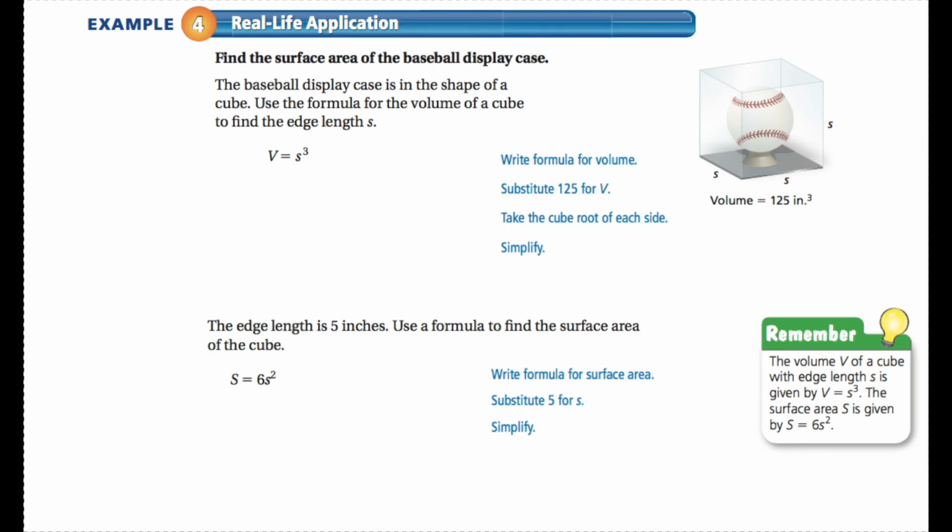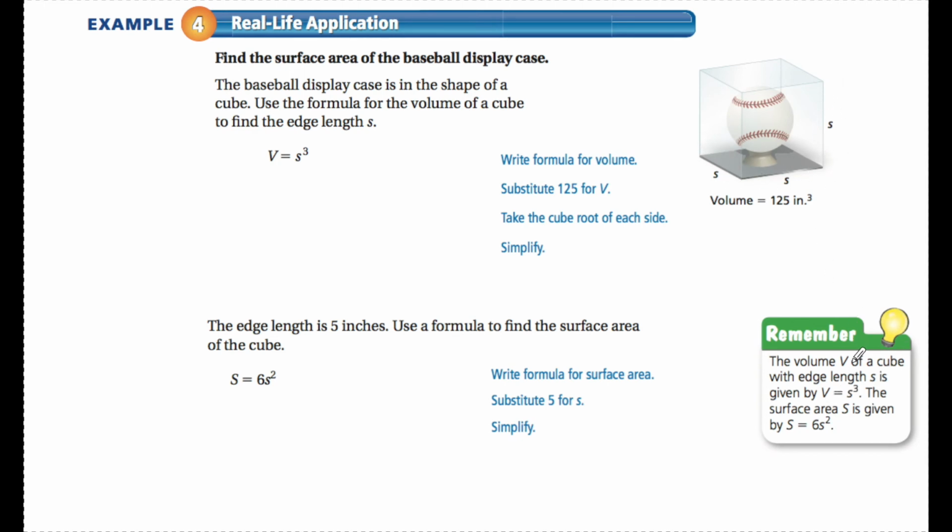Example 4 is our real-life application. We need to find the surface area of the baseball display case over here. The baseball display case is in the shape of a cube, which means all the sides are the same. Use the formula for the volume of a cube to find the edge length S. So we want to find out what the edge length of the cube is. And because a cube is the same on all sides, all of these edge lengths will be the same.